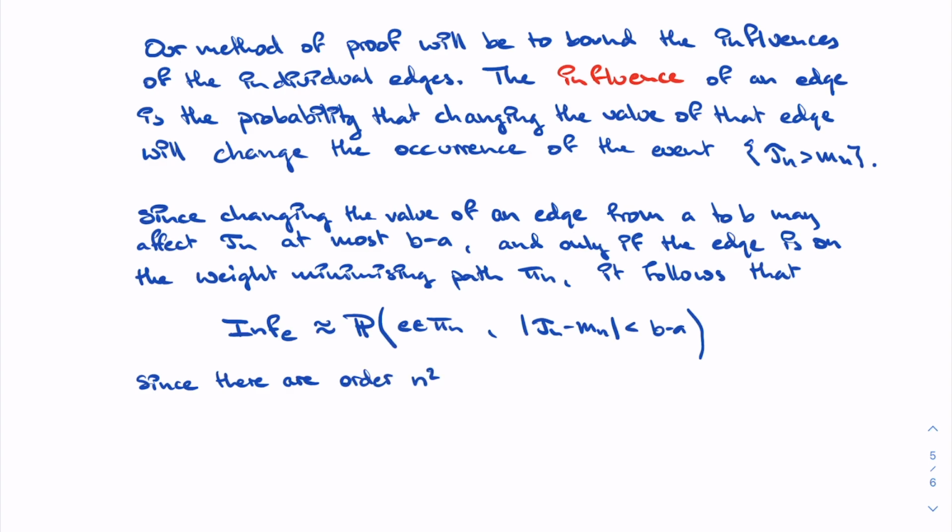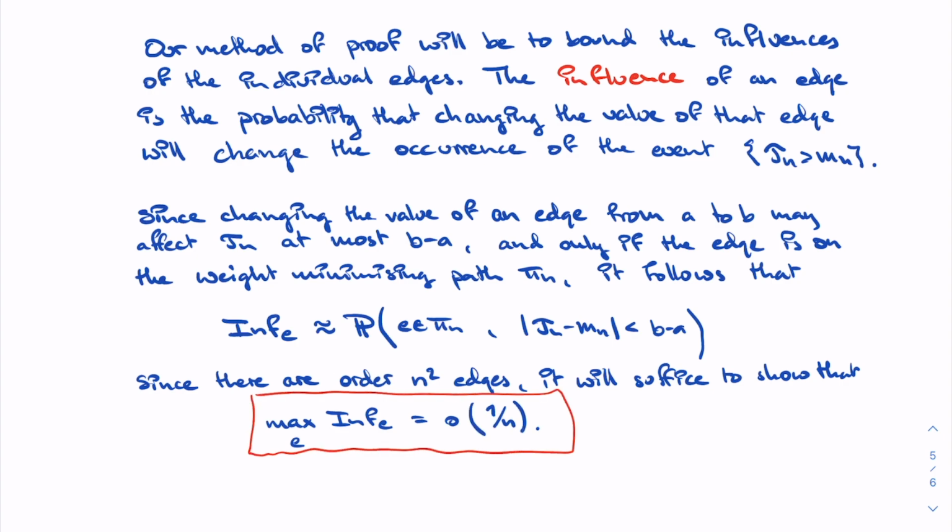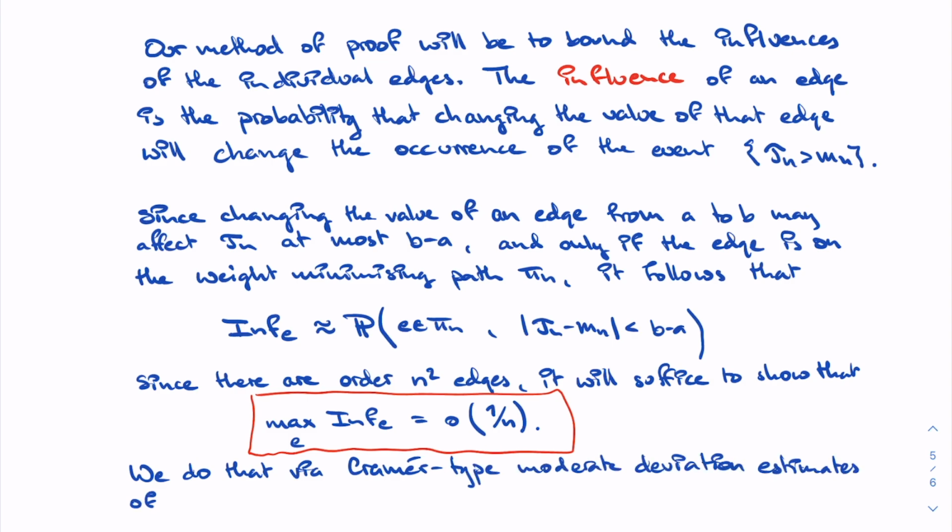Since there are order n squared edges, it will suffice to show that the maximal influence is of a smaller order than 1 over n. We will do that via a Cramér-type moderate deviation estimate of the crossing time of an n by kn rectangle.